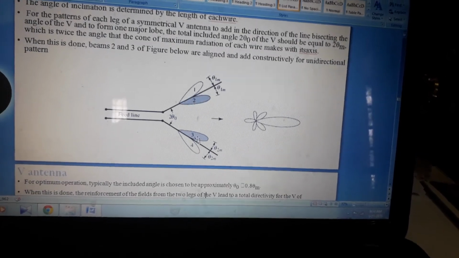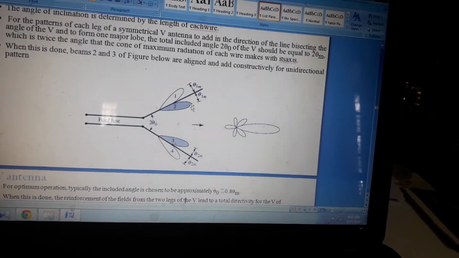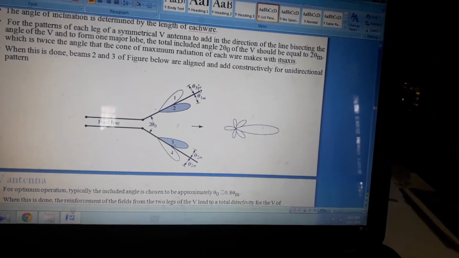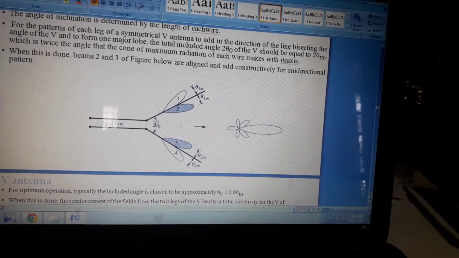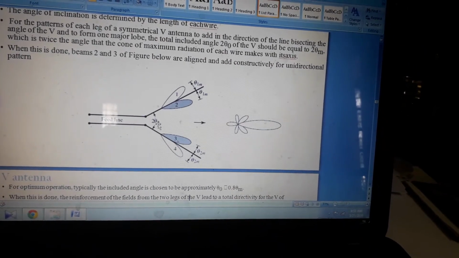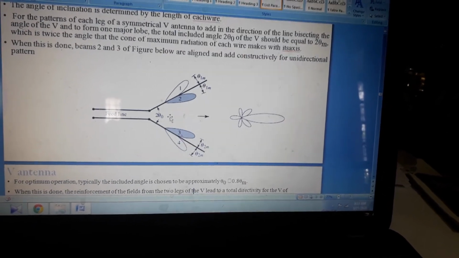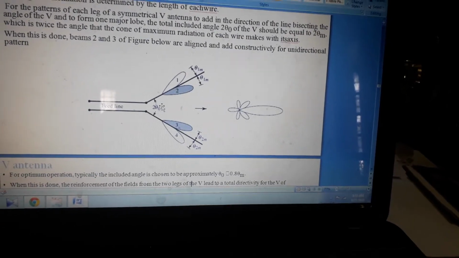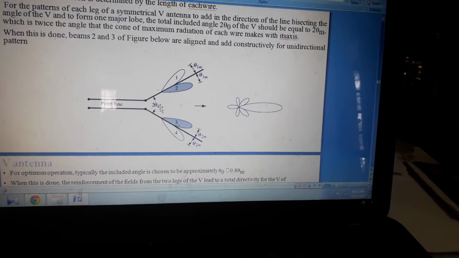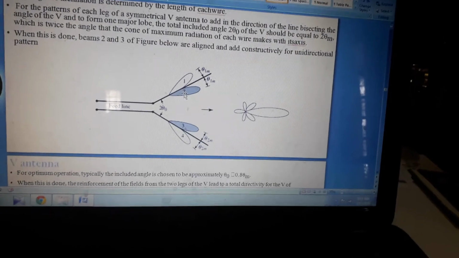For the patterns of each leg of the symmetrical V antenna to add in the direction of the line bisecting the angle of V and to form one major lobe, the total included angle 2 theta naught of the V should be equal to 2 theta m, which is twice the angle that the cone of maximum radiation of each wire makes with its axis. This is one wire and this is the other wire. That means it is twice the angle made by the maximum radiation of each wire.